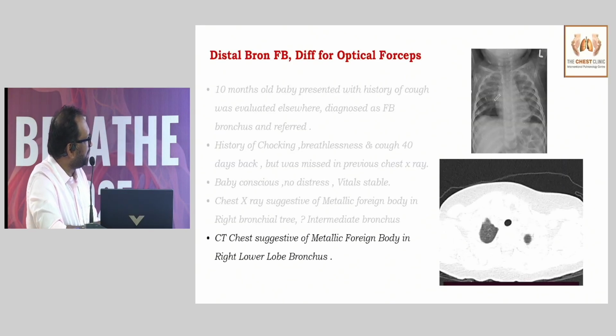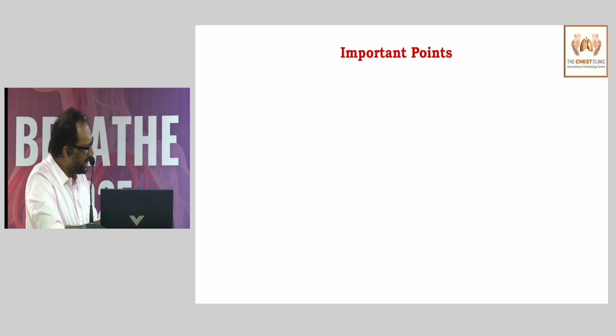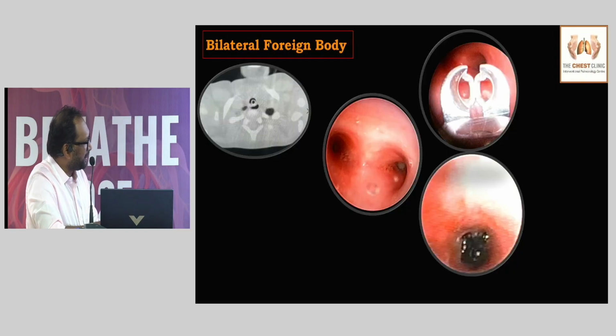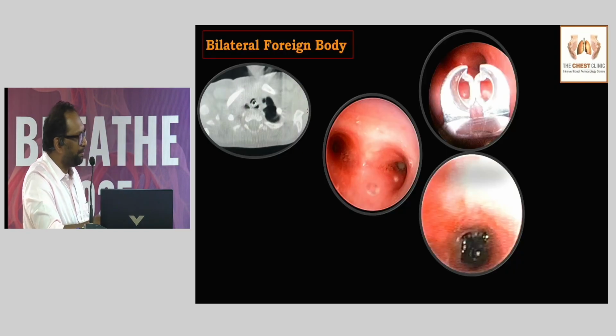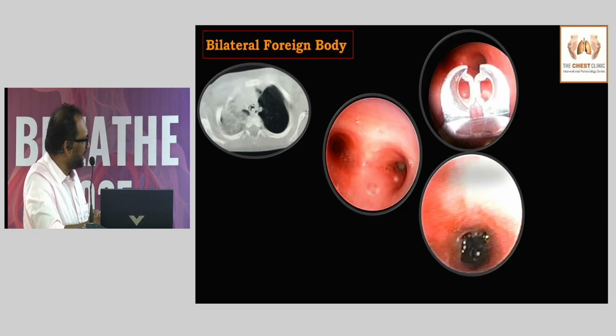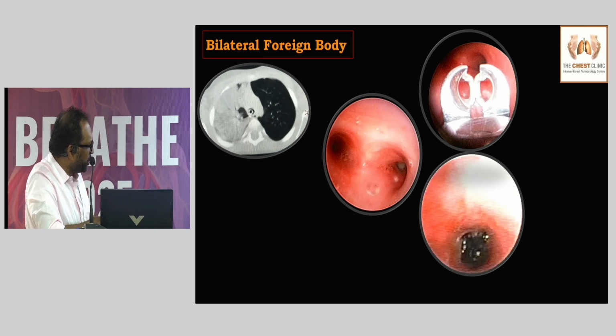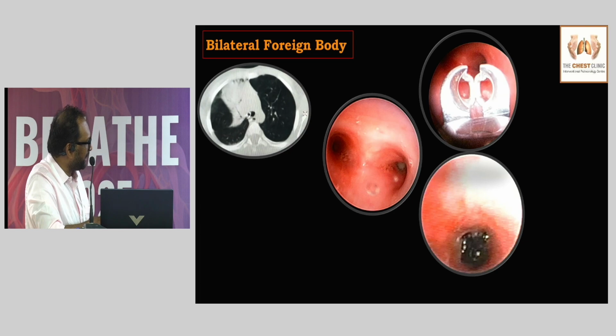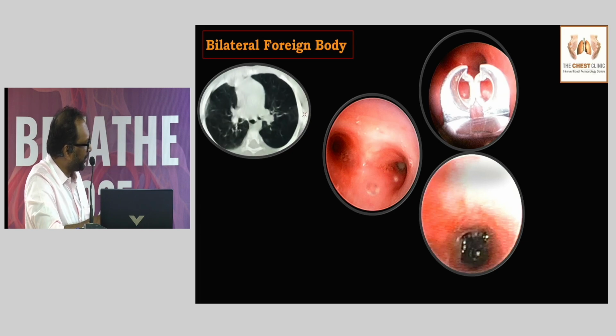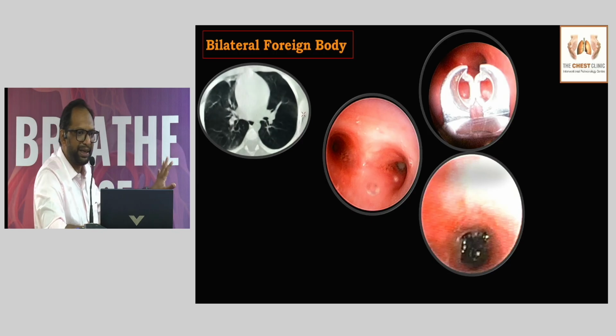Another case, I'm just going to skip this case. Yeah, so this is a bilateral airway foreign body. What you can see is the endotracheal tube, right upper lobe consolidation. The tube is slightly towards the right main bronchus. You can see a foreign body there, and one more foreign body in the left main bronchus. So this is a bilateral airway foreign body.